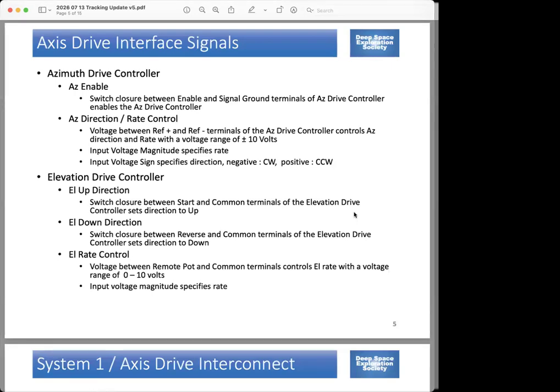So disabling the VFD disables the elevation, but it appears that it does nothing to disable the azimuth. Is that correct?